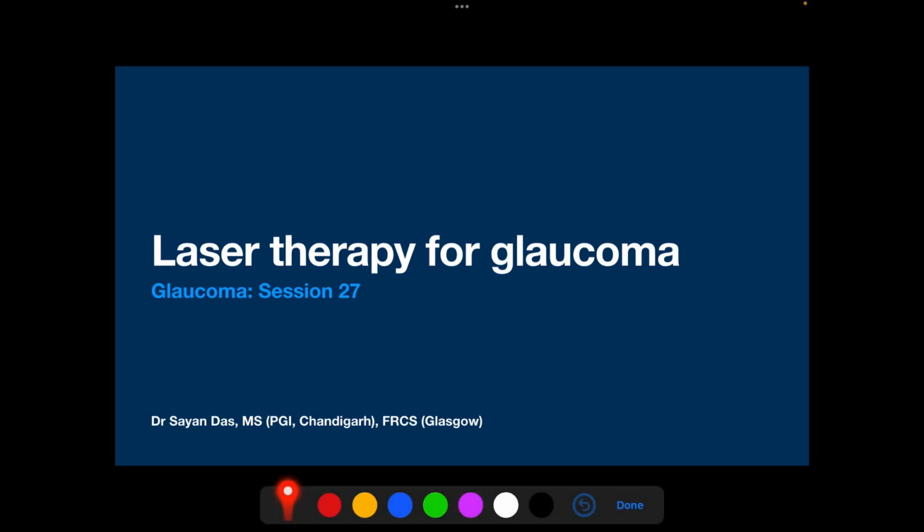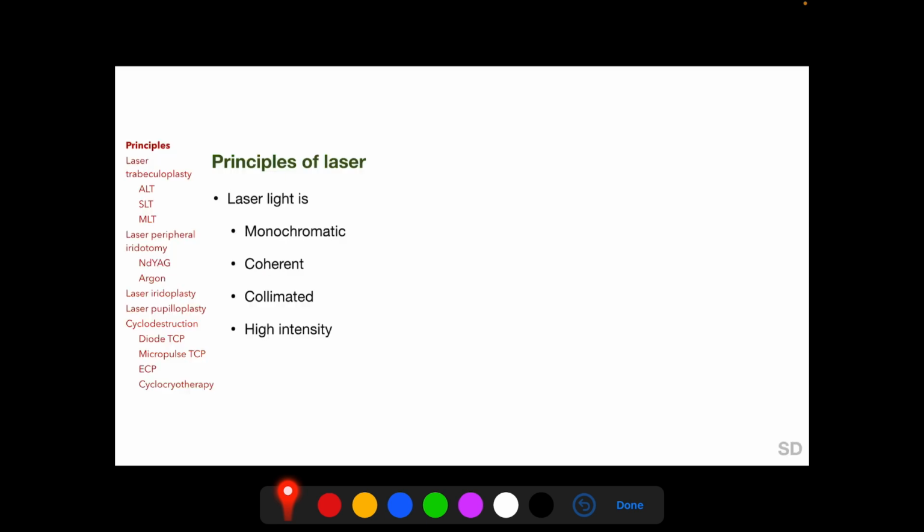Welcome. In this session, we'll be discussing the role of lasers in the management of glaucoma. We'll start with the basics of laser.